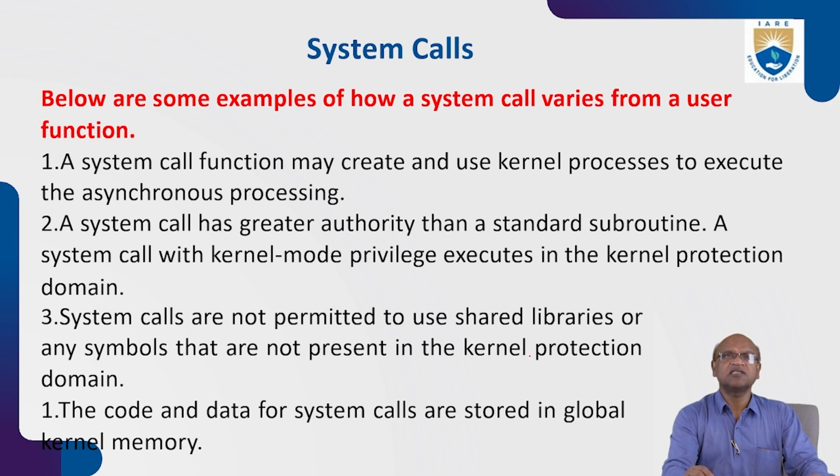A system call has greater authority than a standard subroutine. A system call with kernel mode privilege executes in the kernel protection domain. System calls are not permitted to use shared libraries or any symbols that are not present in the kernel protection domain. So system calls are restricted to work only in the kernel. The code and data for any system call are stored in global kernel memory.